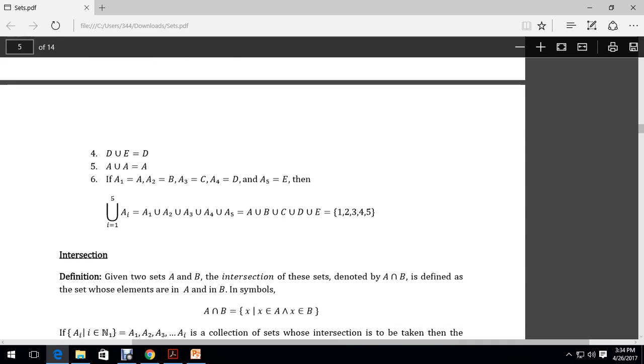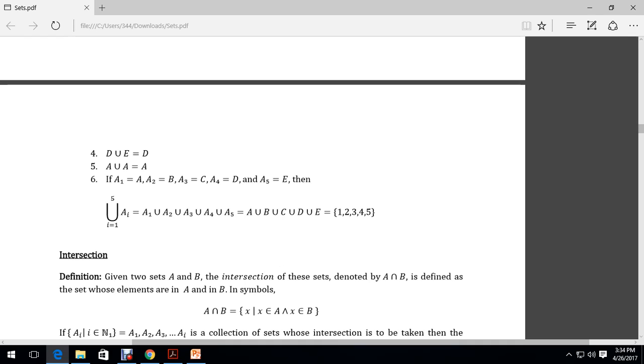Now in example number 6, for example, A sub 1 is equal to the set A, A sub 2 is B, A sub 3 is C, A sub 4 is D, A sub 5 is E. Taking this operation of the continuous union, then we can have the union from A sub 1 up to A sub 5 as the union between A, B, C, D, and E. And obviously, this result is equal to the set containing the elements 1, 2, 3, 4, and 5.